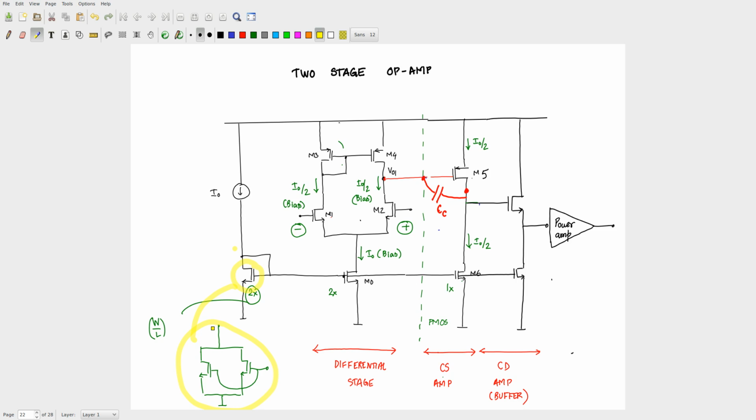All right. So this is our 2-stage op amp. Maybe 2 stages for amplification, and then 1 or 2 more stages for signal conditioning. One stage is the buffering stage, and then they have some power amplifier stage. All right. Is that okay?